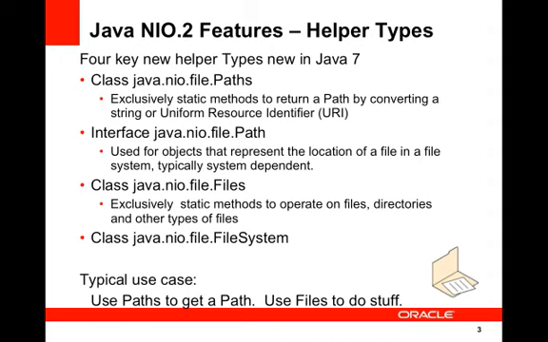Now, the next part. You use Paths to get a Path, and then we use Files to do stuff. The Files class is another primary entry point, and this class offers a rich set of static methods for reading, writing, and manipulating files and directories. Then, of course, the last one is FileSystem, which offers a variety of methods for obtaining information about the file system itself.